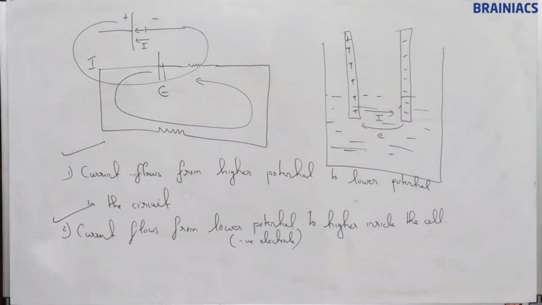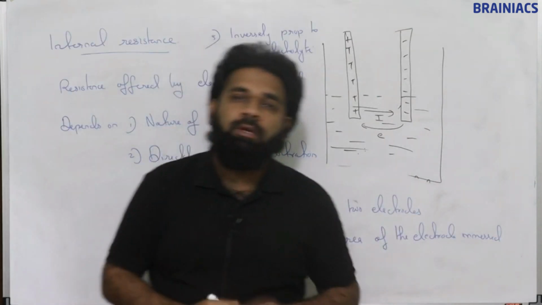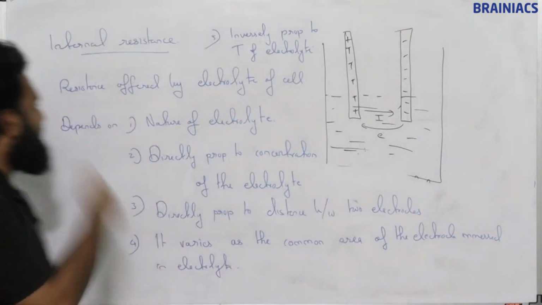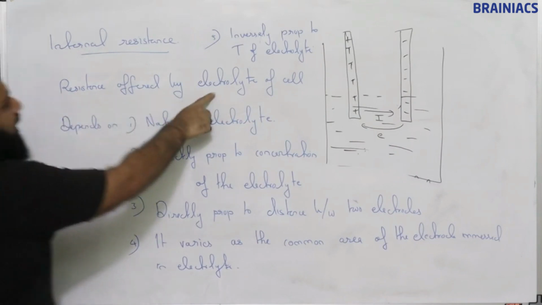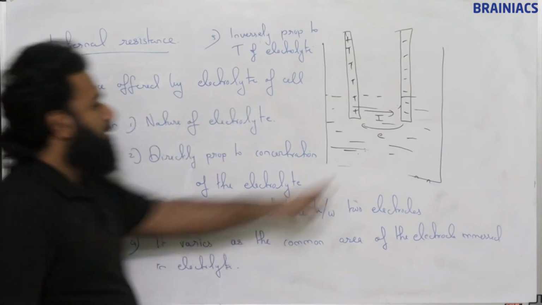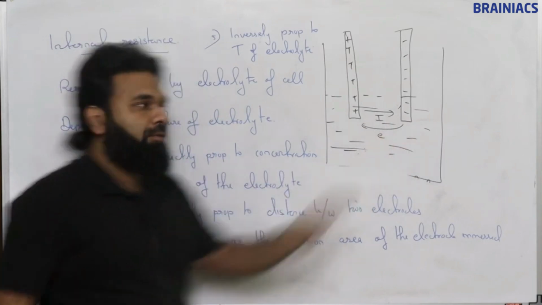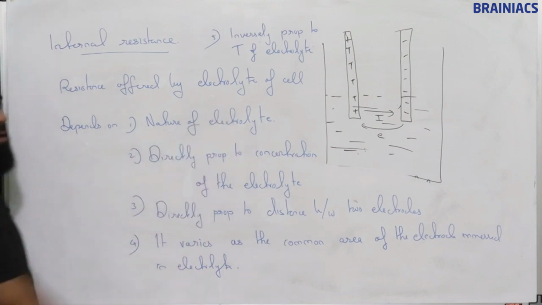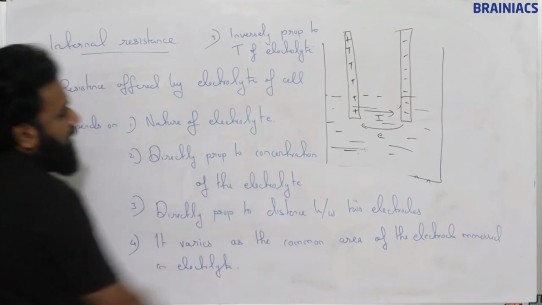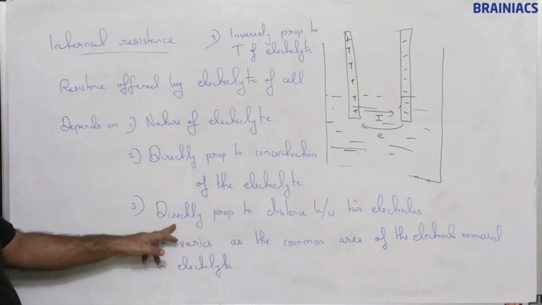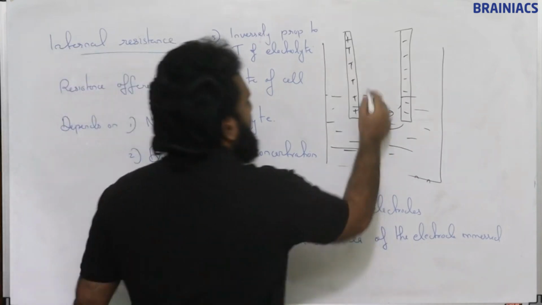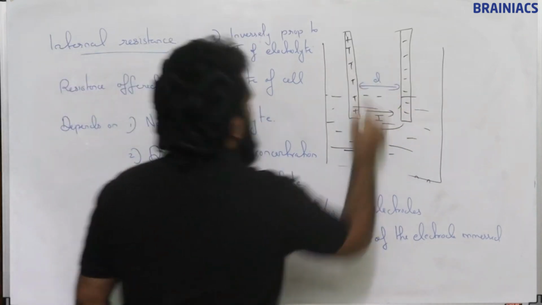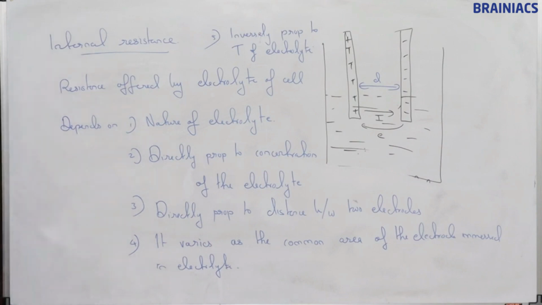Note it down. We will discuss internal resistance also. So, what is internal resistance? Resistance offered by the electrolyte of the cell. It depends first on the nature of the electrolyte, what kind of electrolyte we choose. It is directly proportional to the concentration of the electrolyte, and directly proportional to the distance between the electrodes.